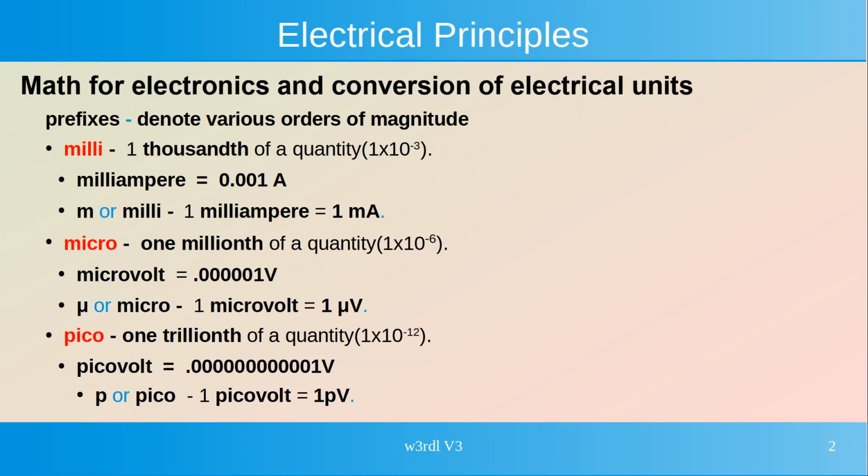You notice all these go up in orders of 1,000, or 10 to the third. So we get 10⁻³, 10⁻⁶, 10⁻⁹, 10⁻¹². There's one at 10⁻¹⁵, and I don't remember what it's called, but probably a femto, something like that. That won't be on the exam.